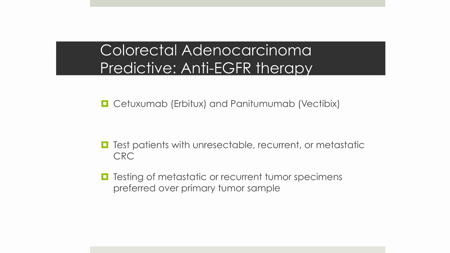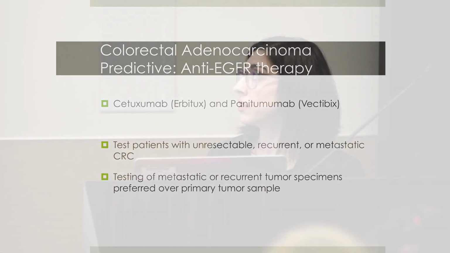Another predictive marker in colorectal cancer chemotherapy is anti-EGFR therapy, and this includes cetuximab and panitumumab. And again, patients that are most frequently tested are those with unresectable disease, recurrent or metastatic disease. And when we test for these predictive markers, we would prefer to test metastatic tumor or recurrent tumor over the primary tumor.